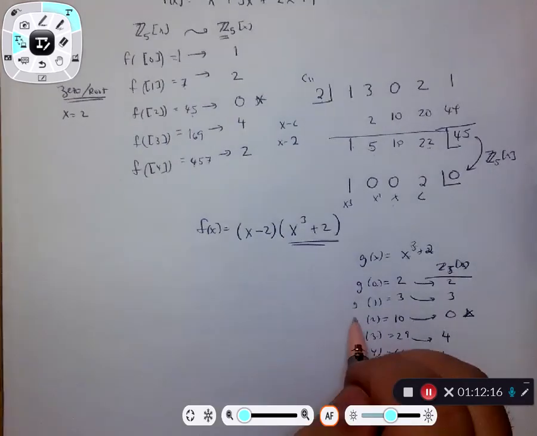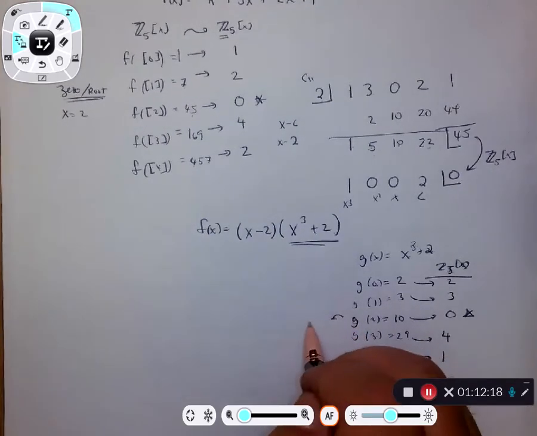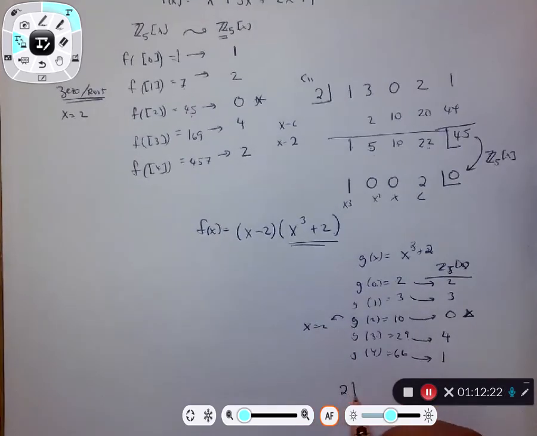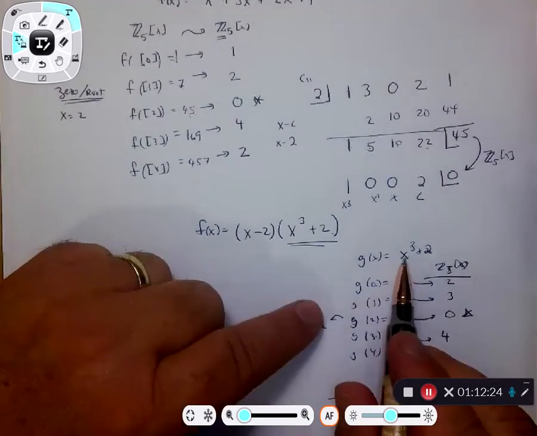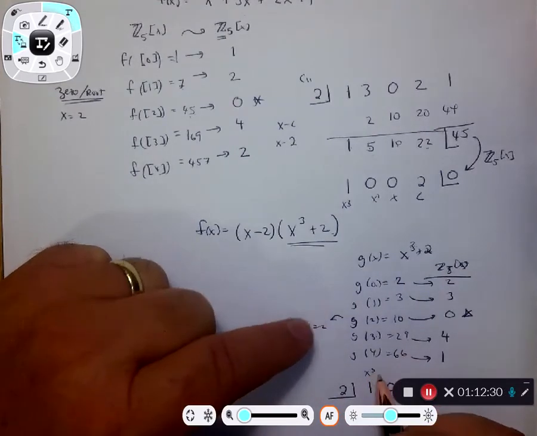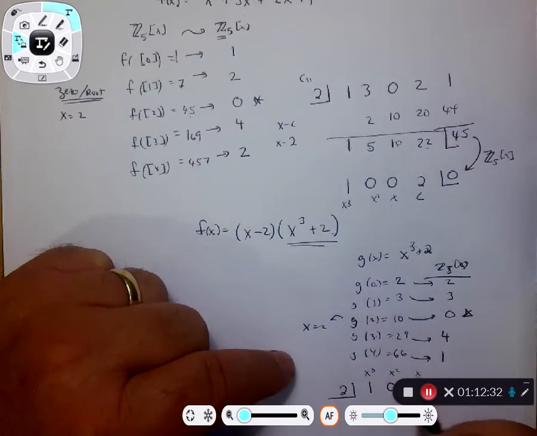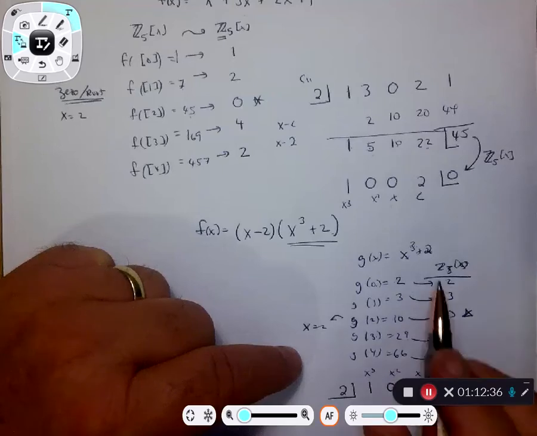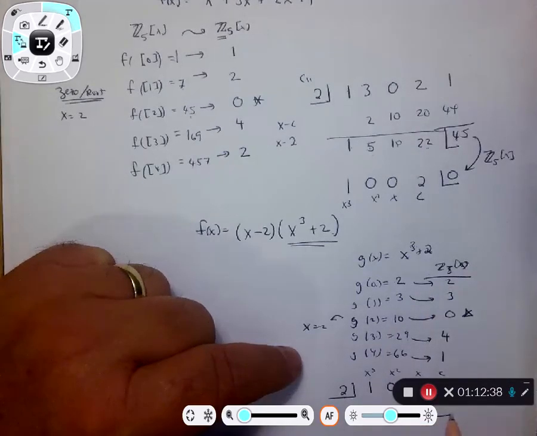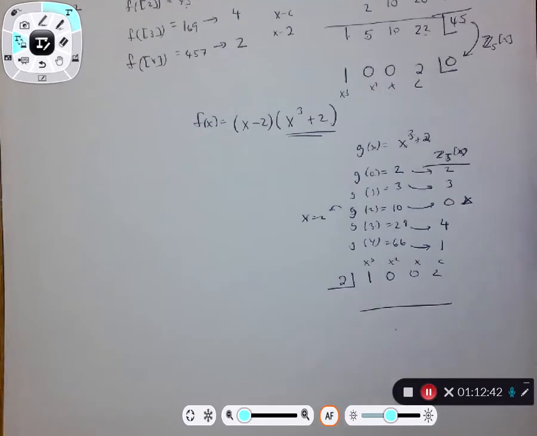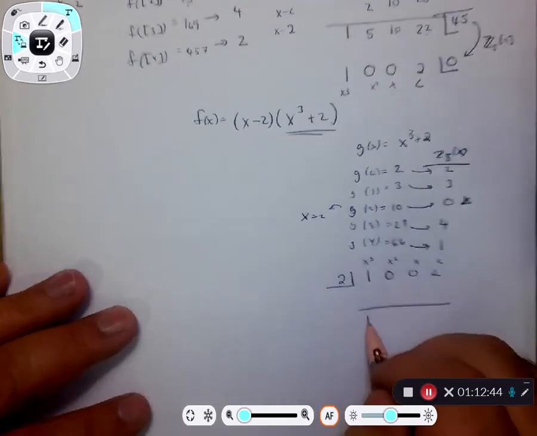So my factor again of these g functions is going to be x equals 2. So I'm going to divide 2 into my coefficients of x cubed plus 2. So this will be 1x cubed, no x squared, no x, and constant. So it's 1x cubed plus no x squared plus no x plus 2. Skip a line, draw a line. Bring down your victim, 1.